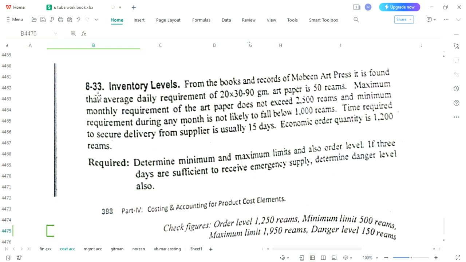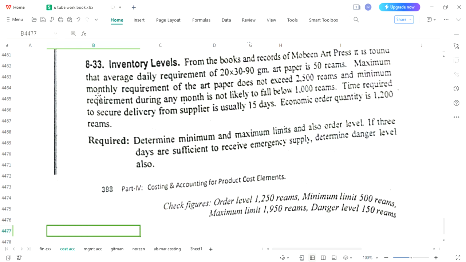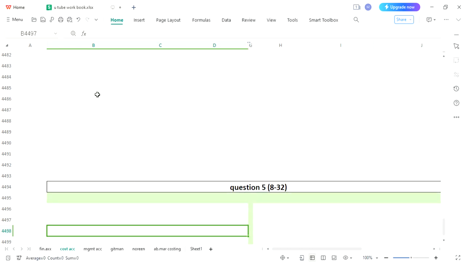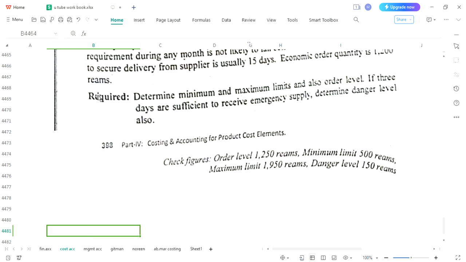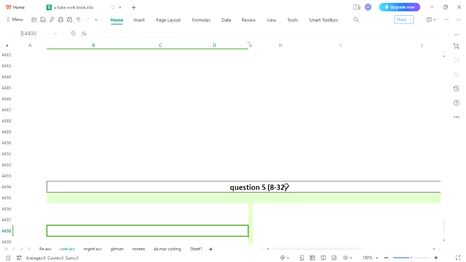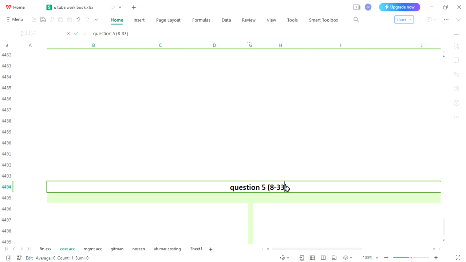Before this chapter we have already dealt with material when we were having LIFO, FIFO and average methods, where we settled material inventories as well. Under cost accounting, material has a key part because a manufacturing concern can do nothing without material. Secondly, we have a proforma with this. Question number is 8.33. Let's change it. We are now doing the 33rd question and it is becoming the 6th.